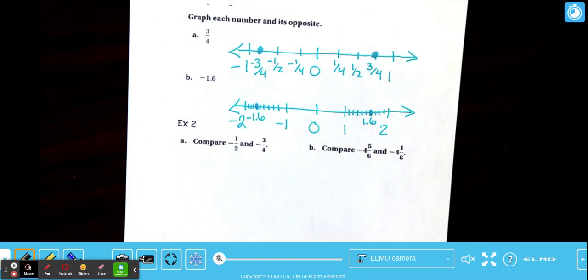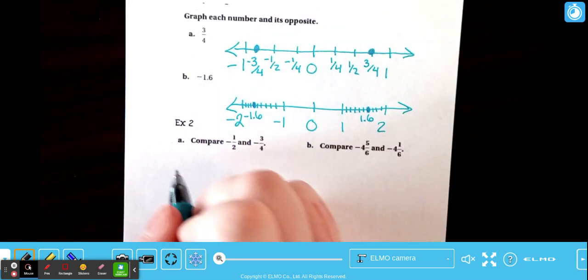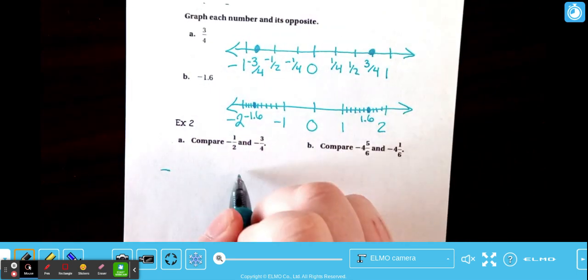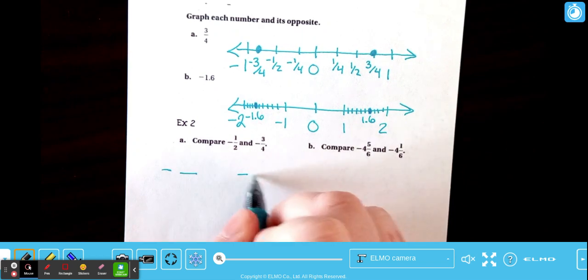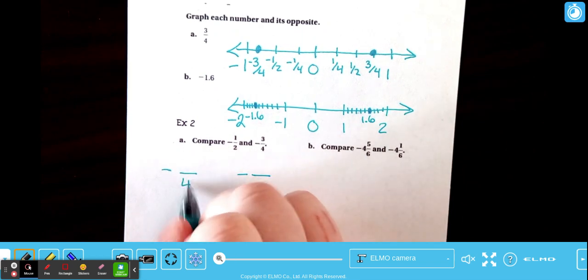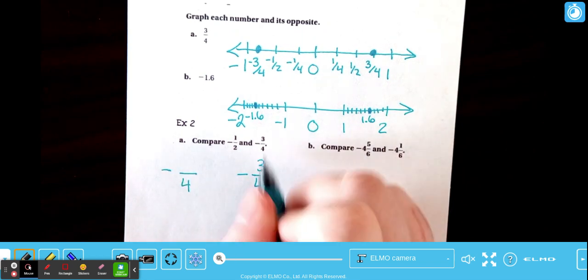Okay, who remembers what compare means? Josiah? Yeah, which one's bigger, right? So we have -1/2 and -3/4. So right now we can't really compare these because they don't have a common denominator. So let's write them with the common denominator. What's their common denominator going to be? 4. So we have -something/4 and -3/4. That one we didn't have to change.